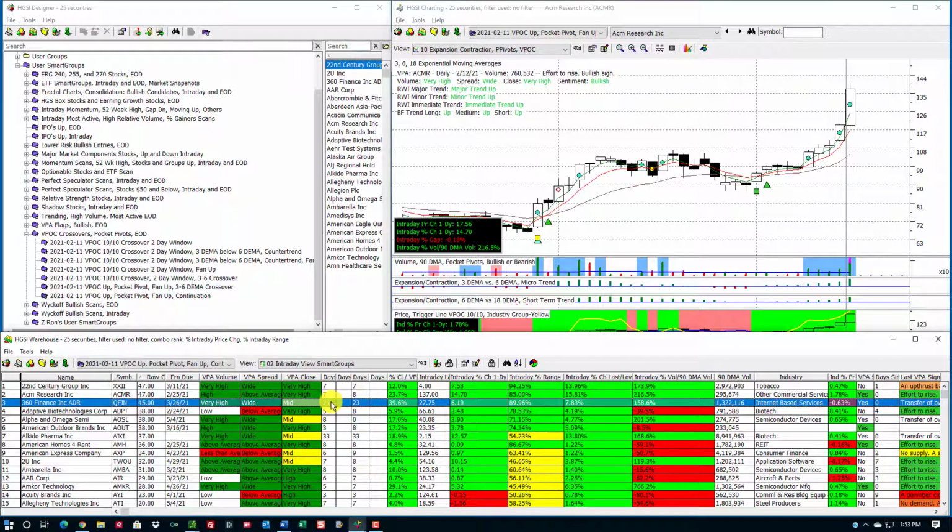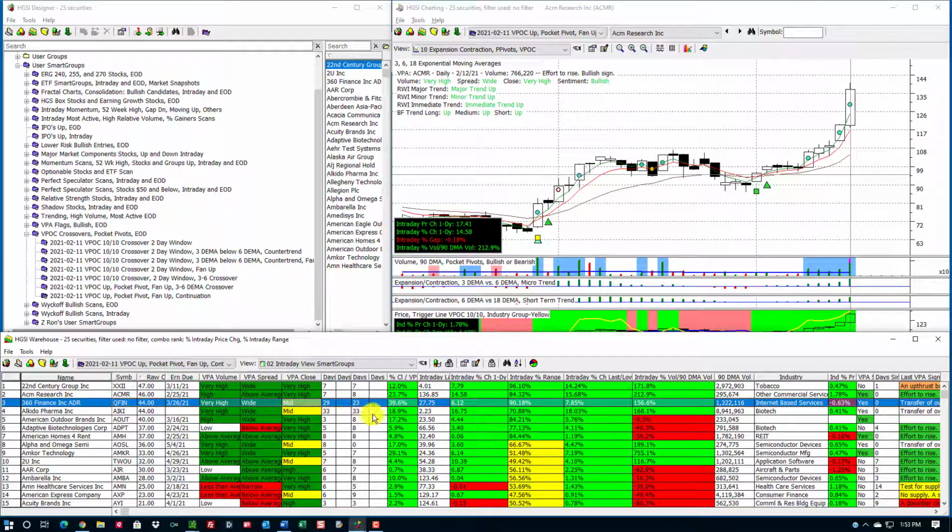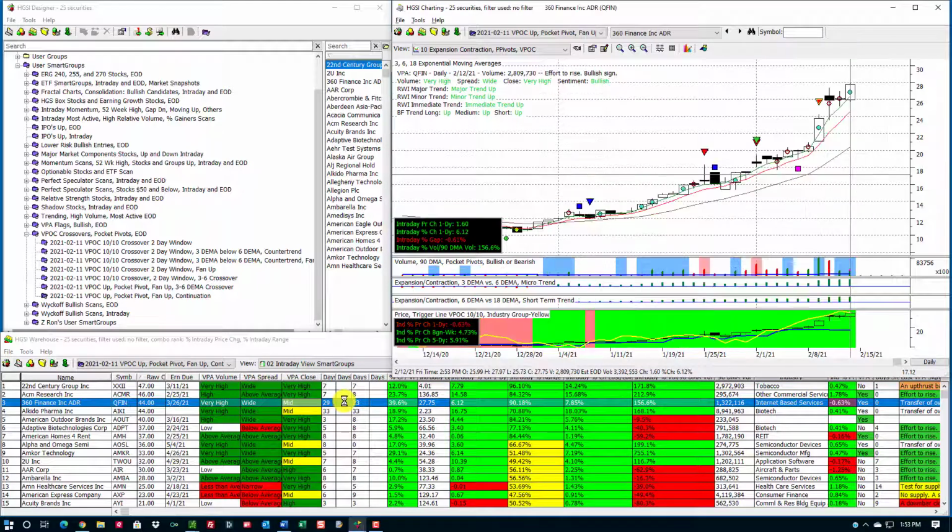The reason it caught my eye is the 3-6 crossover 30 days ago, and the VPOC crossover 24 days ago. I'll look at these two. I don't know anything about either one of them, but you can see that the pocket pivots are firing. Each of these would have been continuation signals wherever there's a pocket pivot. That's why I call it continuation.